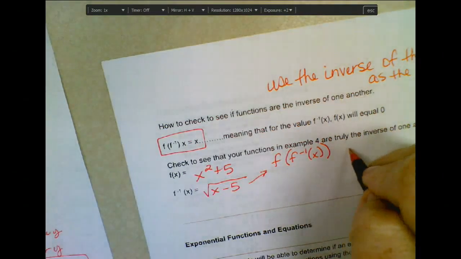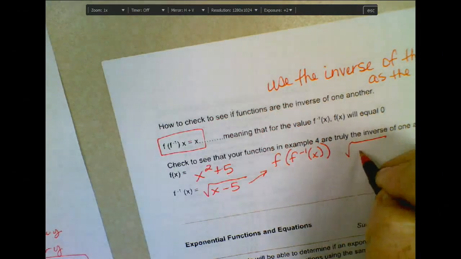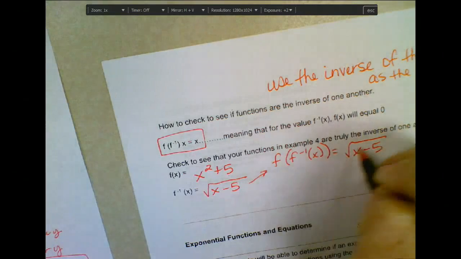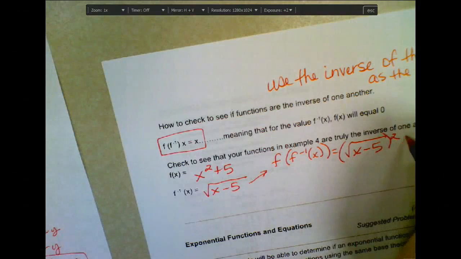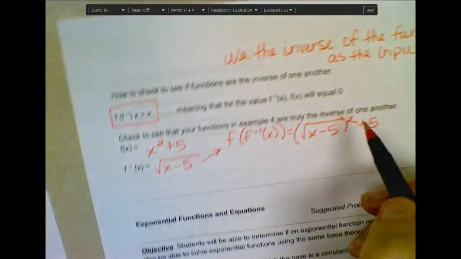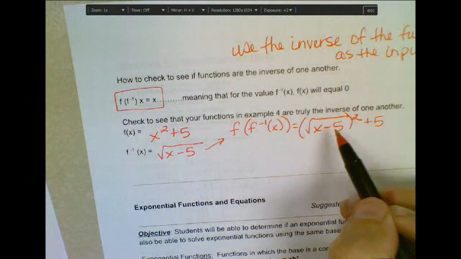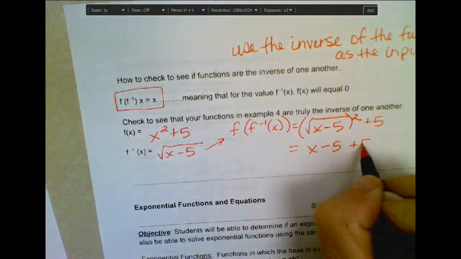So my function is x squared plus 5. Instead of x squared, I'm going to use the square root of x minus 5. Square root of x minus 5 squared plus 5. I know that when I have the square and the square root of the same quantity, those two cancel out. So x minus 5 plus 5.